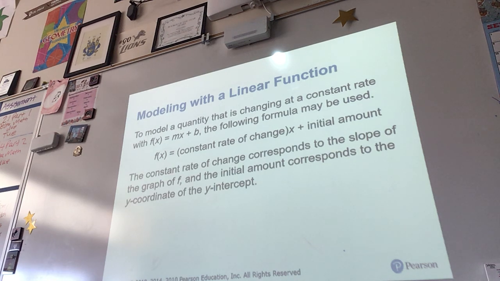So, your constant rate of change, that is your slope. Your initial amount is your y-intercept. Okay?